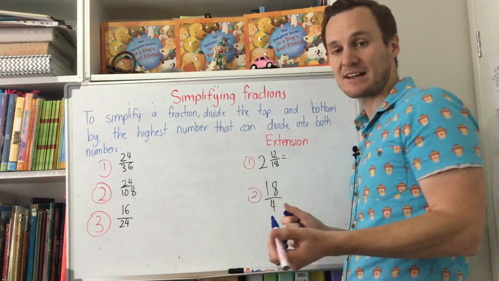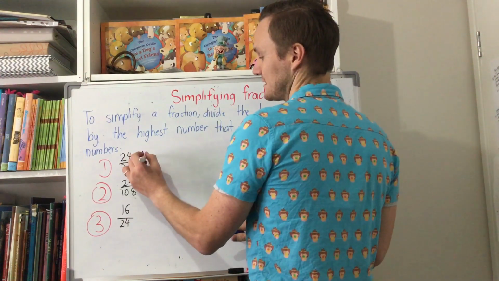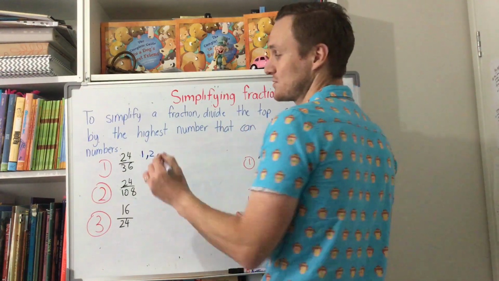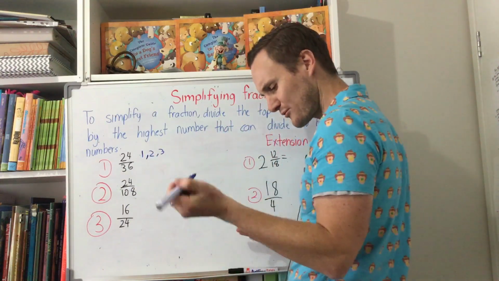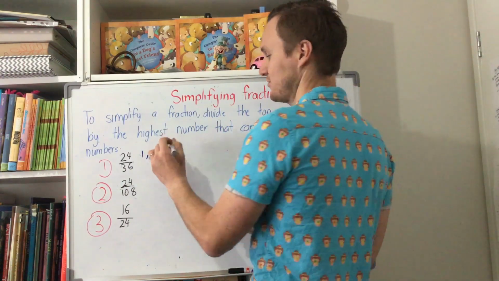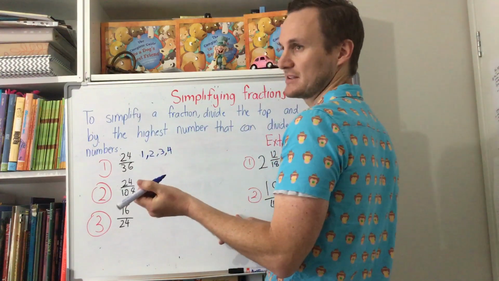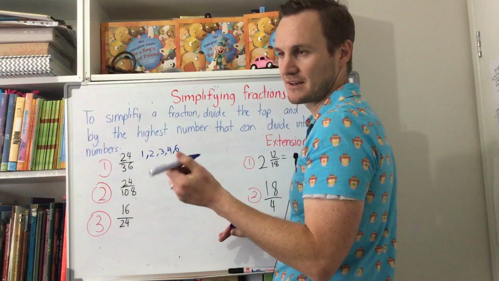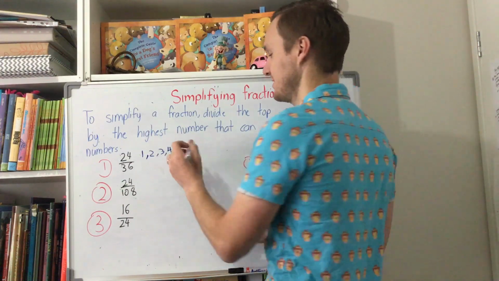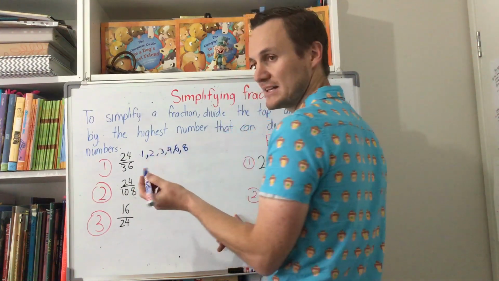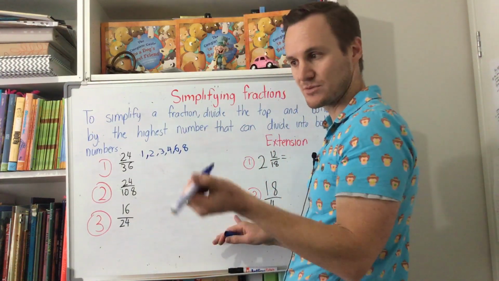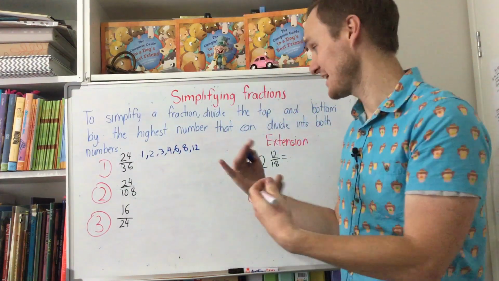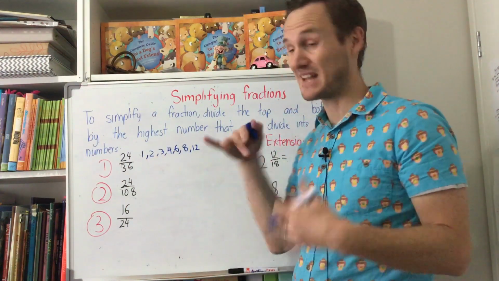So, finding the factors in 24. Obviously 1. Does 2 go into 24? Yes. Does 3? 3, 6, 9, 12, 15, 18, 21, 24? Yep. Does 4? 4, 8, 12, 16, 20, 24? Yep. 5? No. 6? 6, 12, 18, 24? Yep. 7? No. 8? 8, 16, 24? Yes. Wow, there's a lot of factors in this one. 9? No. 10? No. 11? No. 12? 12, 24? Now, it can't be any more than 24 because you can't have a factor that's more than half of it. So we're going to stop there, but that's a lot of factors.